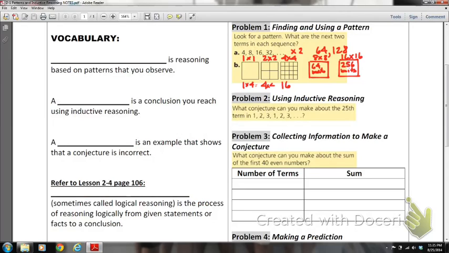So you have the 4 times the 4 would be 16. Multiply that times 4 is going to be 64. And if I multiplied 64 times 4, that would be 256. So that would be another way of looking at this pattern.